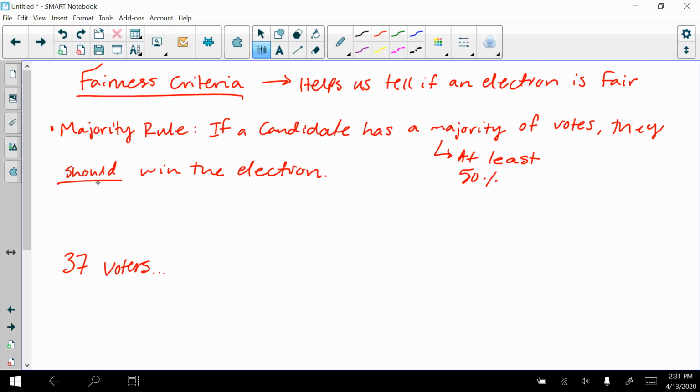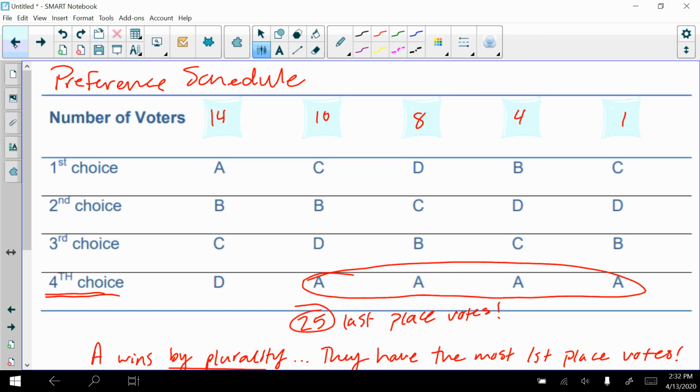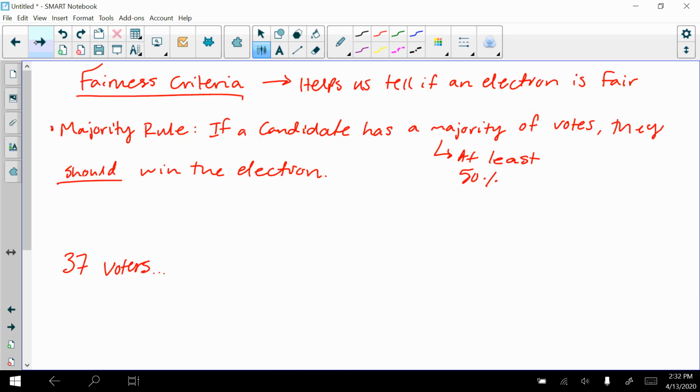So let's take this last example, for instance. In this student council election, these numbers up here represent all the people that voted, okay? So all we need to do to determine the total number of people that voted is just add up these numbers. If you add them up, you get 37. So there are 37 people that voted in this election. So let's think about what it would mean to have a majority of people. That means half. You would need half of these 37 voters to vote for you to have a majority, okay?